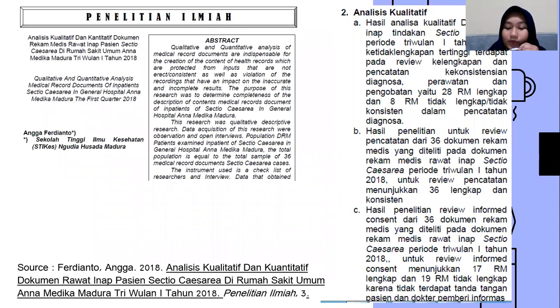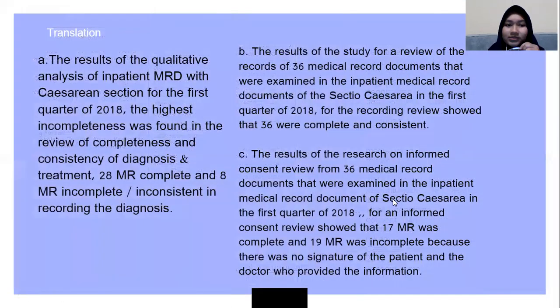And this is one of the studies on qualitative analysis in a hospital, but this is in Indonesia, and this is the translation, and I will read it. The results of the qualitative analysis of inpatient medical record documents with cesarean section for the first quarter of 2018: the highest incompleteness was found in the review of completeness and consistency of diagnosis and treatment. 28 medical records were complete and 8 medical records were incomplete or inconsistent in recording the diagnosis.